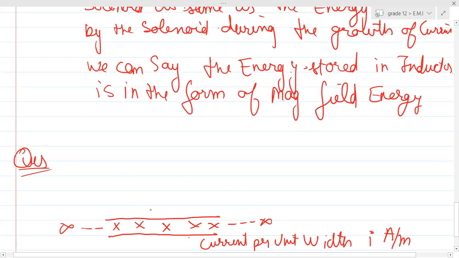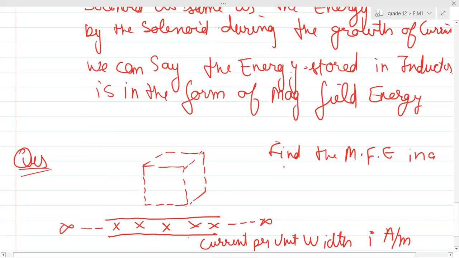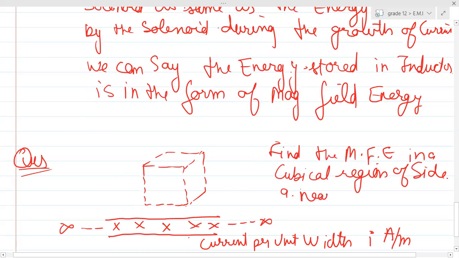Okay. And I want you to find out, there is an infinitely large sheet. I want you to find out the magnetic field energy stored in a cubical region. Find the magnetic field energy in a cubical region of side A near the current carrying sheet.